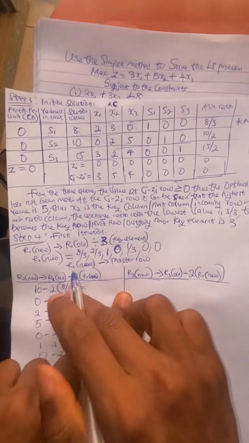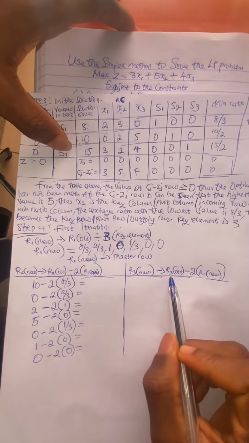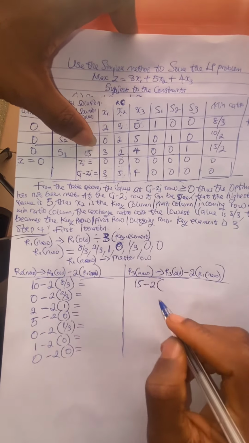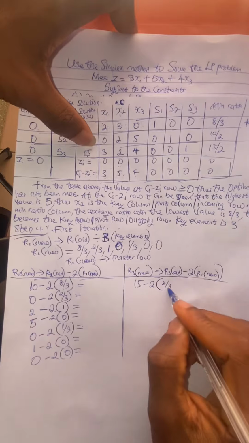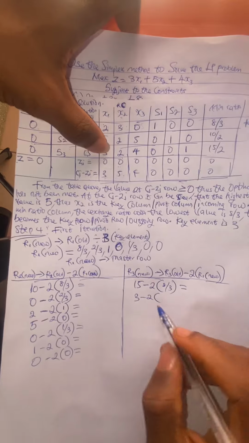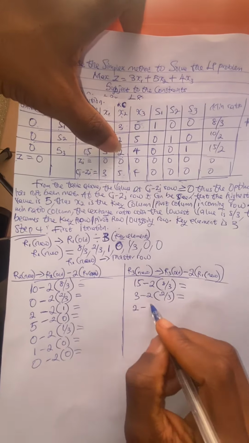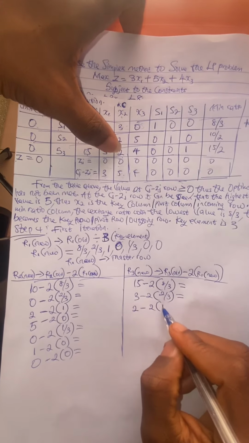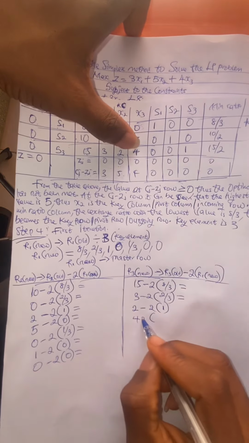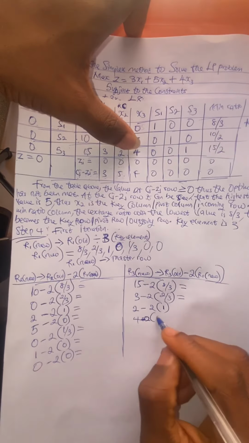Now, applying the same thing to this, right? To get your row 3 new, you have to look at your row 3 old. The first value here is 15. So 15 minus 2, open bracket, 8 all over 3, equals to, then the next value is 3 minus 2, open bracket, 2 all over 3, equals to, then the next one is 2 minus 2, open bracket, 1. The next one is 4. 4 minus 2, open bracket, 0.